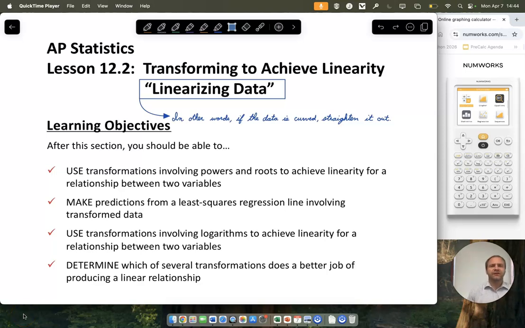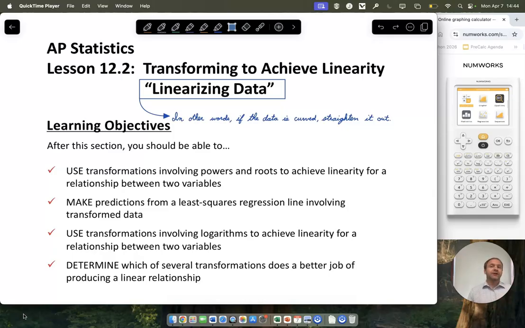We are looking at lesson 12.2, which deals with transforming data to achieve linearity. And really what that means is if we have data that is curved, we need to transform it, we need to straighten it out. And we're going to look at all of the objectives over there.